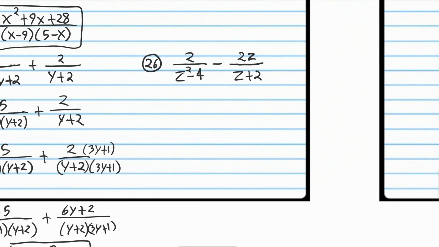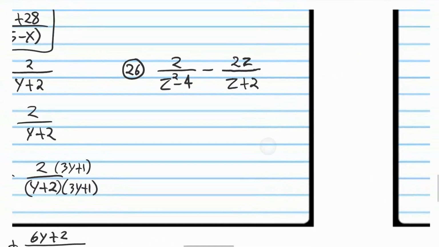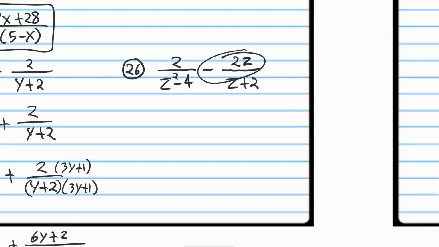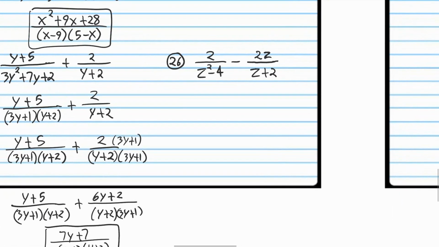Alright, so for number 26, you're going to have to worry about the sign here. Remember, you're going to change the signs up here, so go ahead and try 26, and when you're done, we'll do it together. Alright, we're back. First step is to factor.